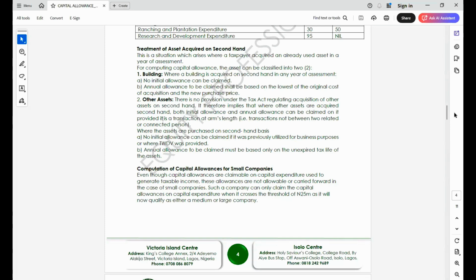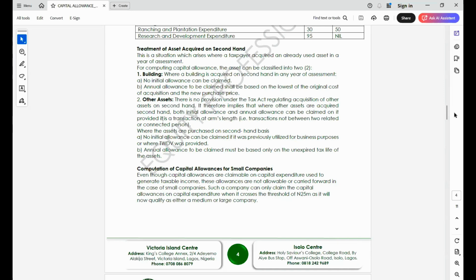0%. The rule is that a company with an annual turnover of 25 million and below is exempted from payment of tax. So what the law is saying is that where you are exempted from payment of tax, you don't expect that government is now going to give you back your capital allowance. So where you are a small company, the capital allowance is not available for you.